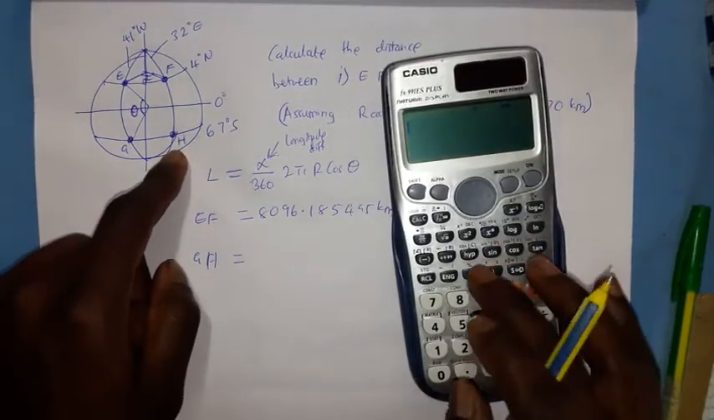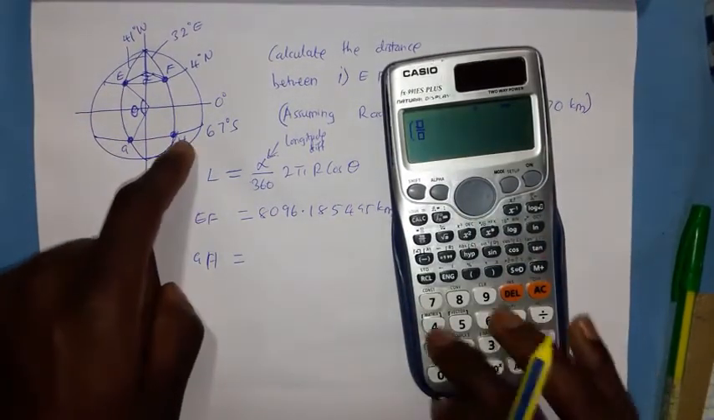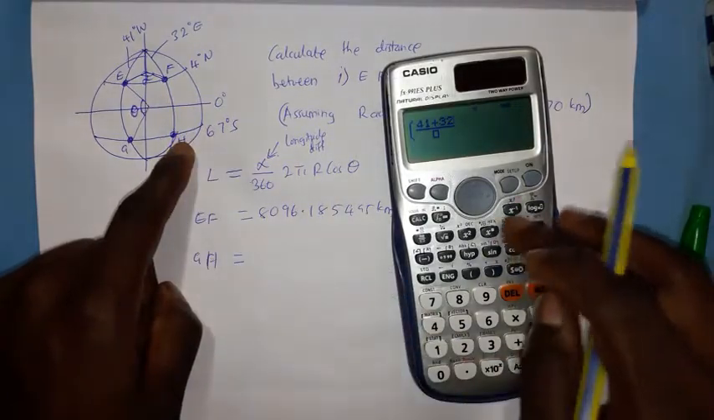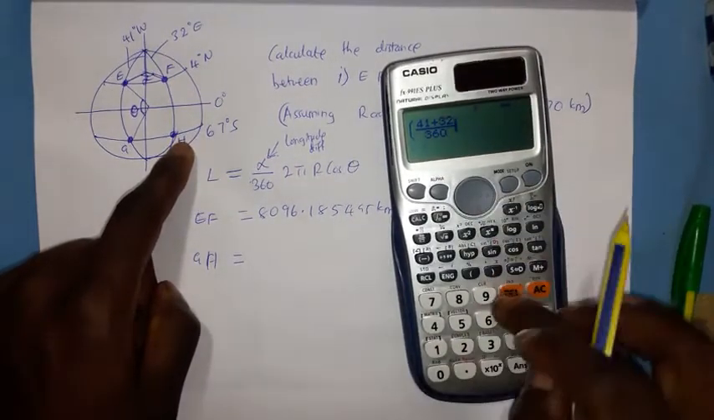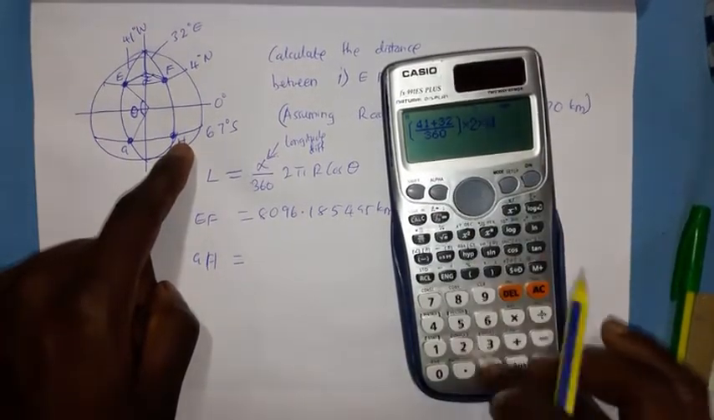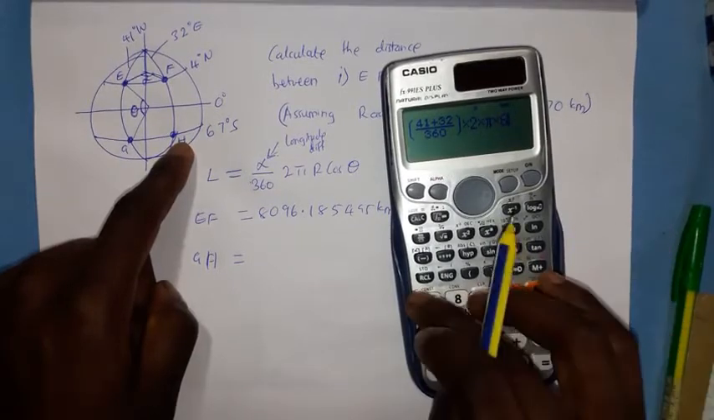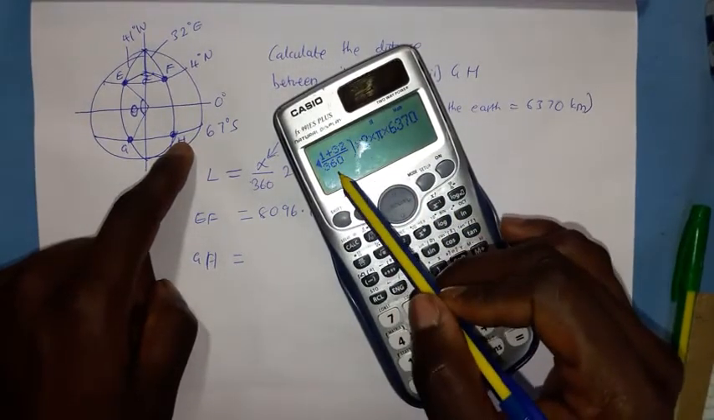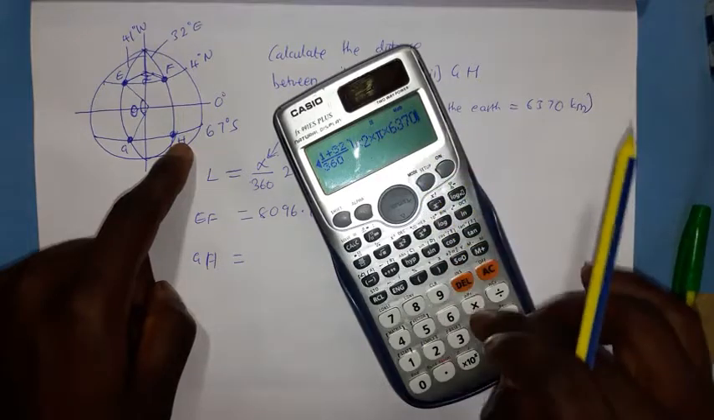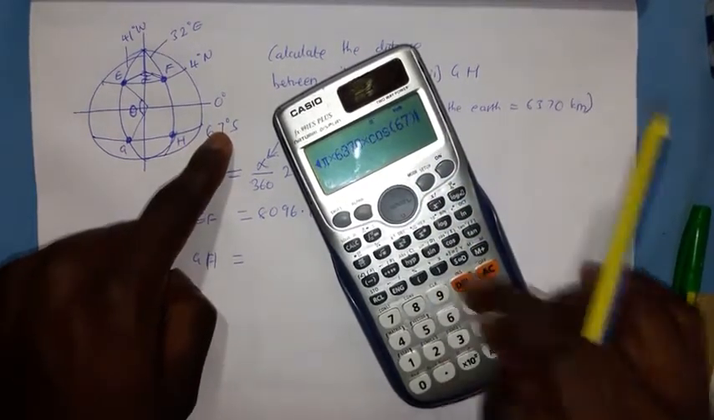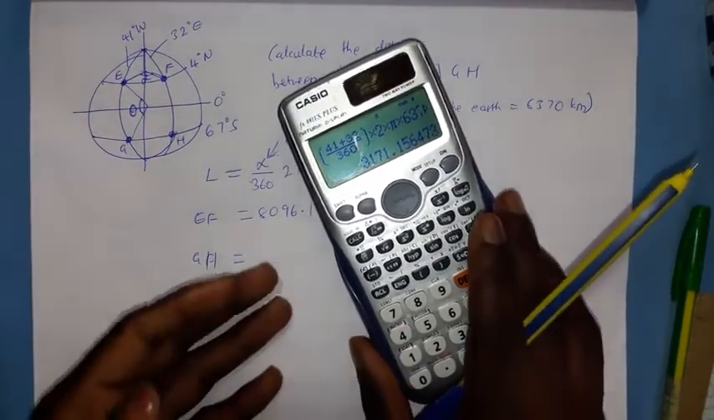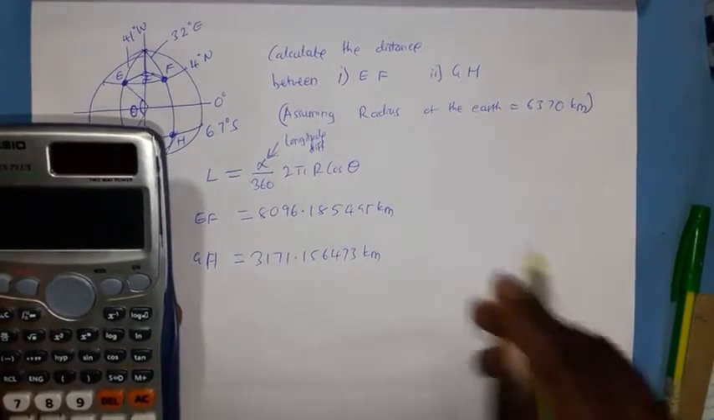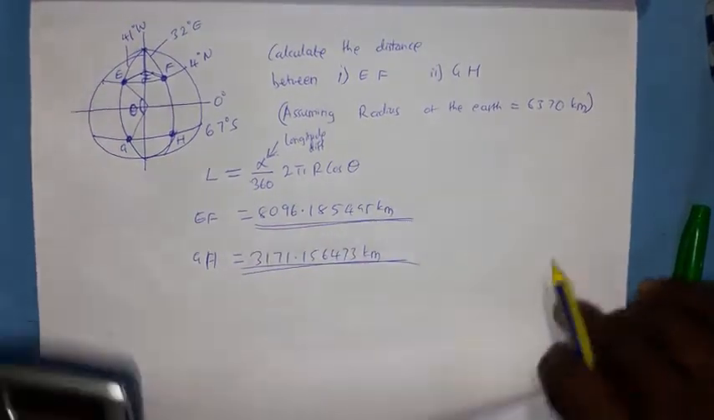And GH will simply come to 41 plus 32 still. Yes, I'm correct. Plus 32 over 360 multiplied by 2 multiplied by pi multiplied by 6370. That's what I'm doing on the calculator. I've simply 41 plus 32 over 360, that's the angle, by 2 multiplied by pi multiplied by 6370 multiplied by cosine of 67 degrees. That simply gives us 3171.156473 kilometers. So check on those two answers. If you have a question on either of them, you can respond.